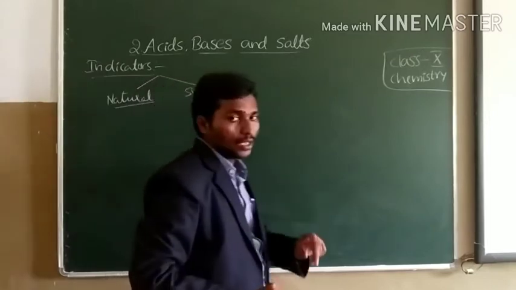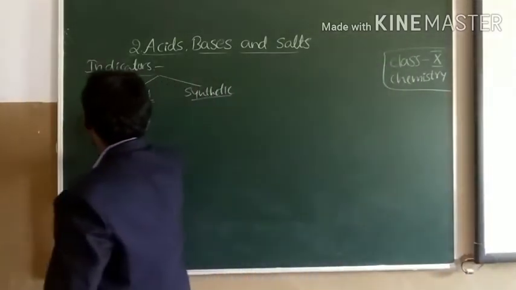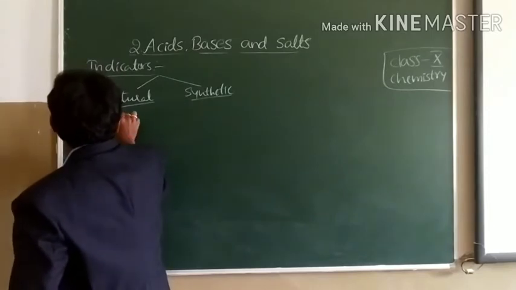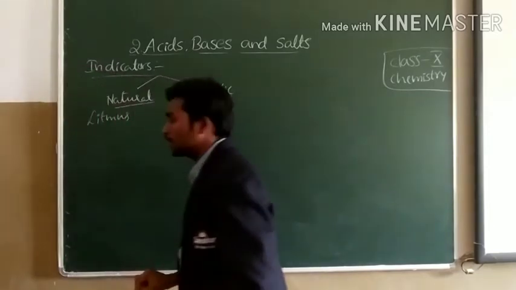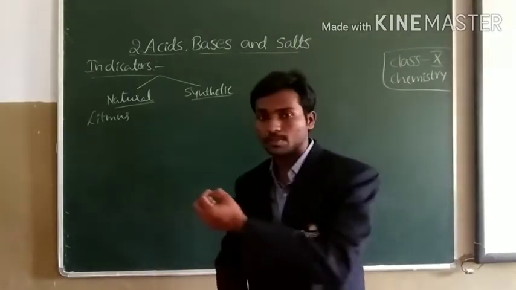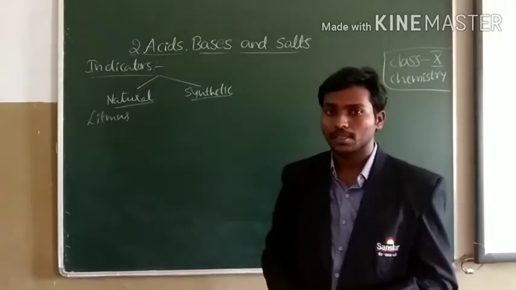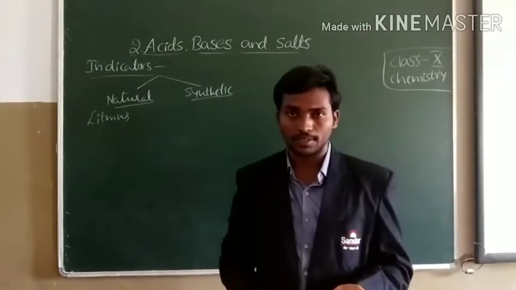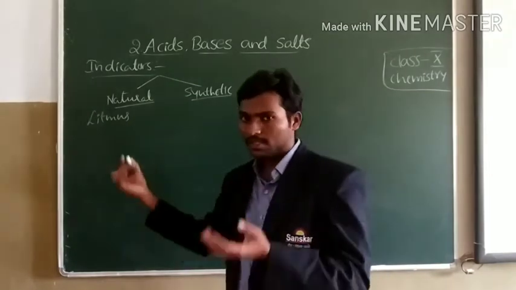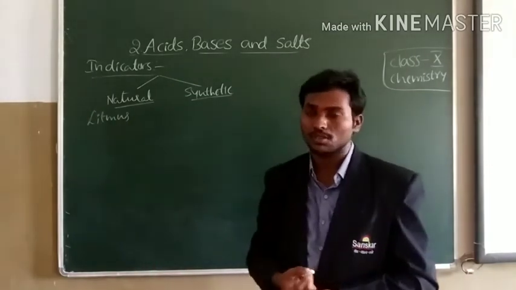Natural indicator, artificial or synthetic indicator. Litmus is an example of a natural indicator because litmus is obtained from a plant which belongs to the lichen, a division of thallophyta. By using those plant leaves, we can prepare the extract of the solution, that is called litmus.